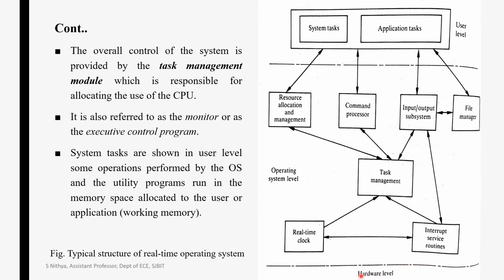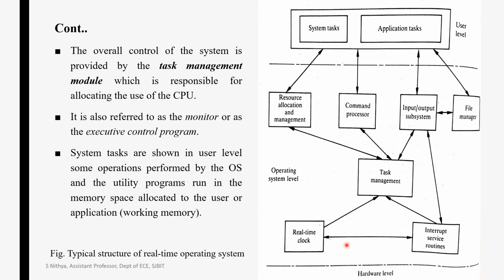So this is the typical structure of a real-time operating system. Here you can see the task management, which is used to control the resource allocation and management, command processor, input output system, and file manager, and the system tasks and application tasks, which are commanded at the user level and based on the real-time tasks and service routines. The overall control of the system is provided by the task management module, which is responsible for allocating the use of the CPU. It is also referred to as the monitor, which executes the control program.